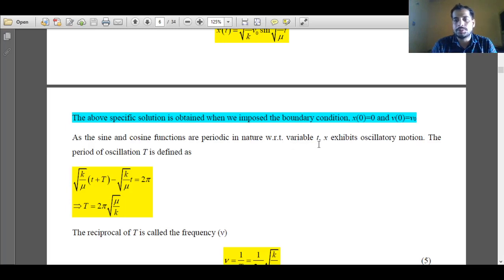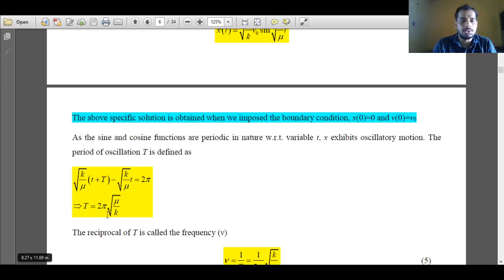With respect to position and time, means they are oscillatory in nature. The period of oscillation is defined as capital T, and that is defined as: (sqrt(k/mu)(t+T)) minus (sqrt(k/mu) t) is equal to 2 pi. Means after every 2 pi phase angle, the oscillation repeats itself. So this is the oscillatory condition, and from that oscillatory condition I can find out the period of oscillation.